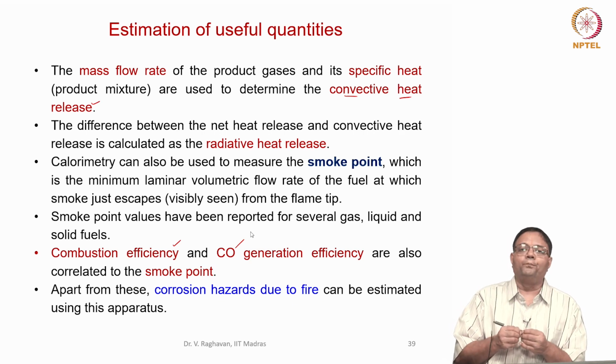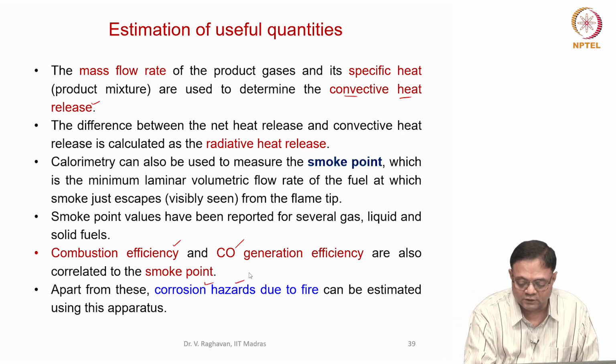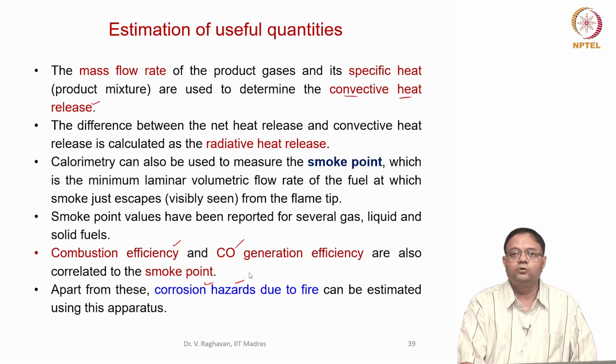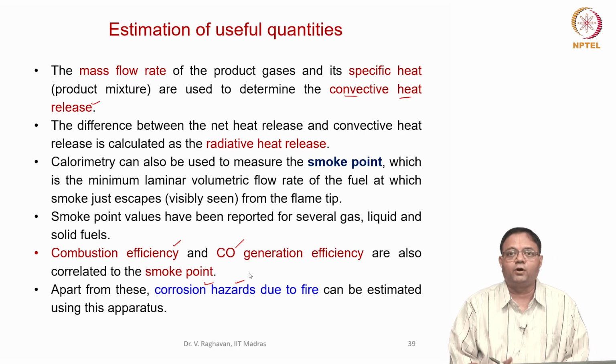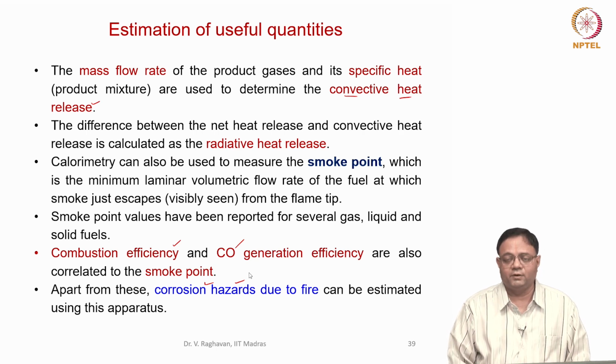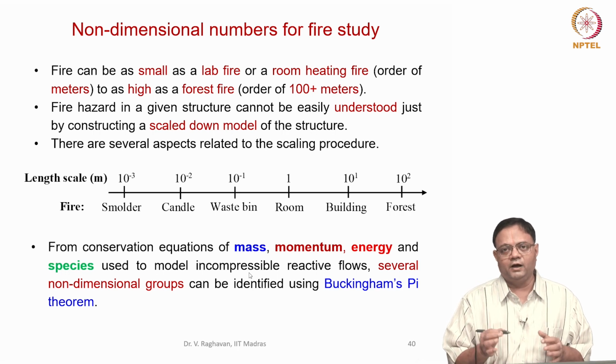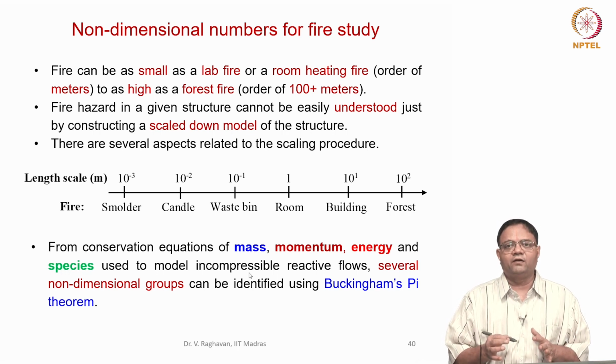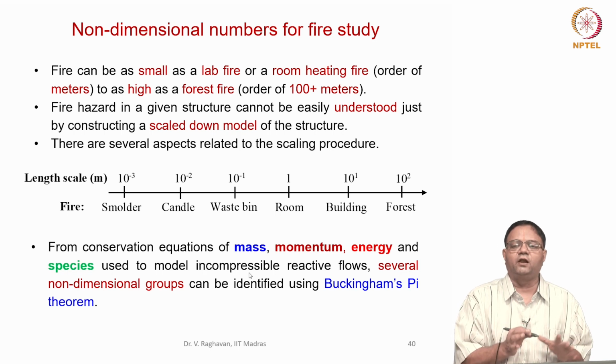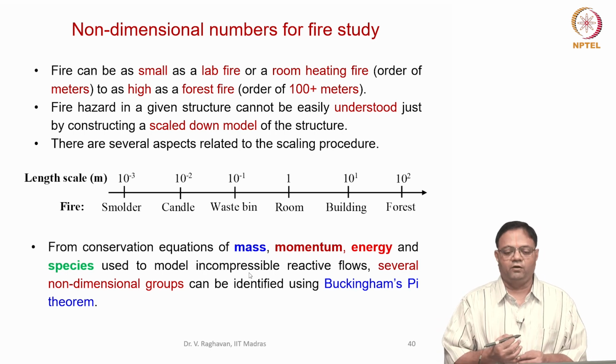Furthermore, we can also determine the corrosion hazards due to fire using these apparatus. Based upon the release of certain chemicals, there may be some corrosion which can happen. Now, let us understand fire in a sense where we will talk about the lowest scale of fire to the largest scale of fire.